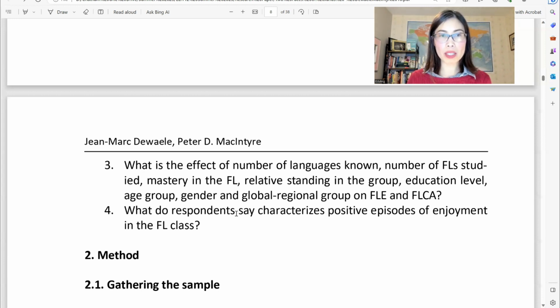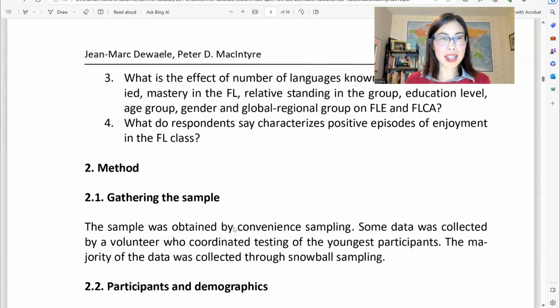And this is similar to the question that I want you to ask in your paper. Number 4, what do respondents say characterizes positive episodes of enjoyment in the foreign language class? And this is also included in the survey that you completed, that you want to find out the sources of their enjoyment in the foreign language class. So those are the research questions, 4 research questions. And these research questions determine the method of your study. Now let's take a look at the method, because that's what I asked you to look at the last time.